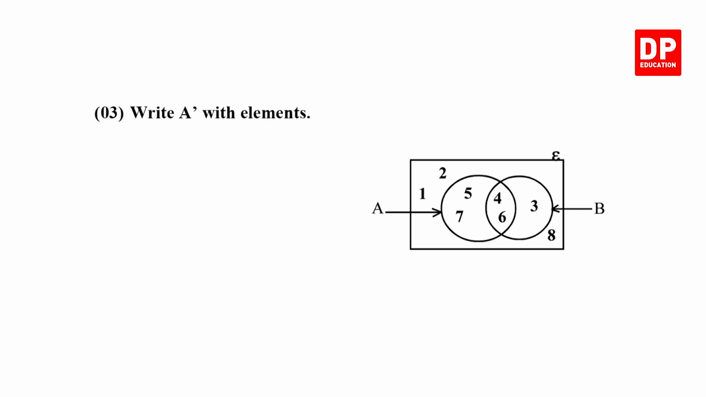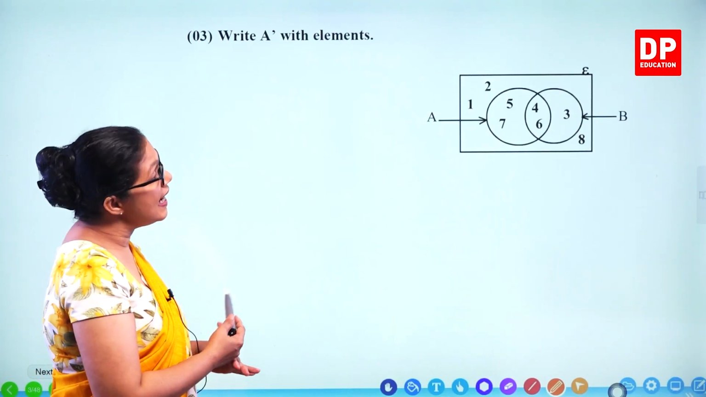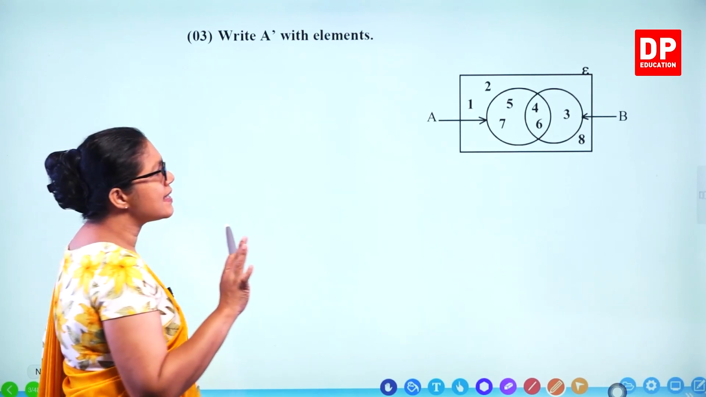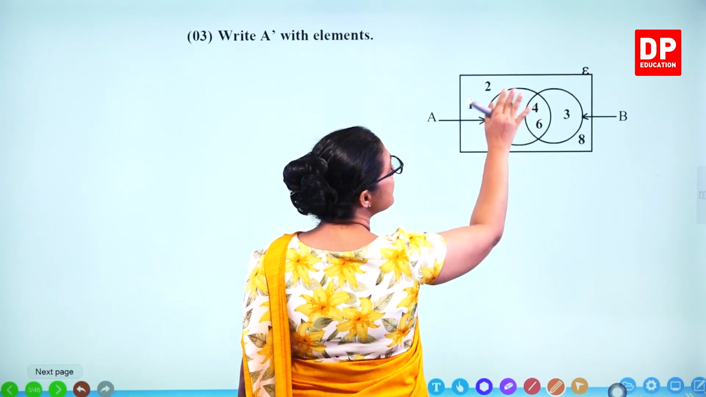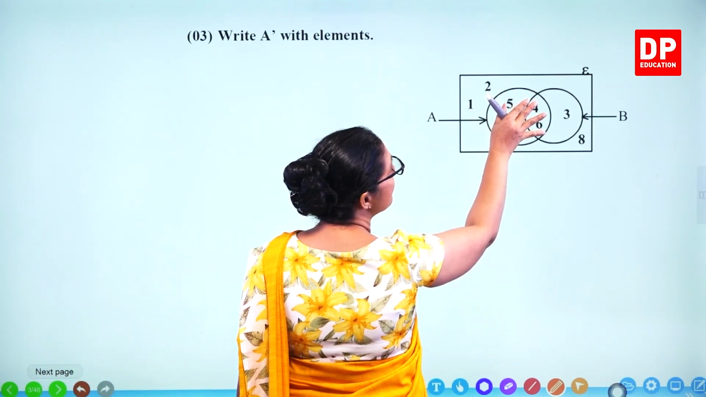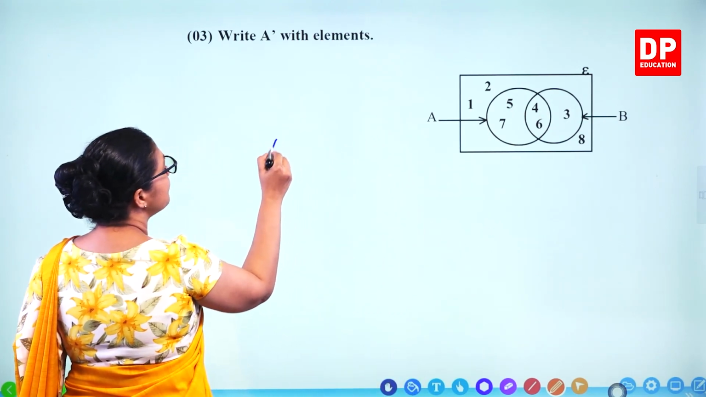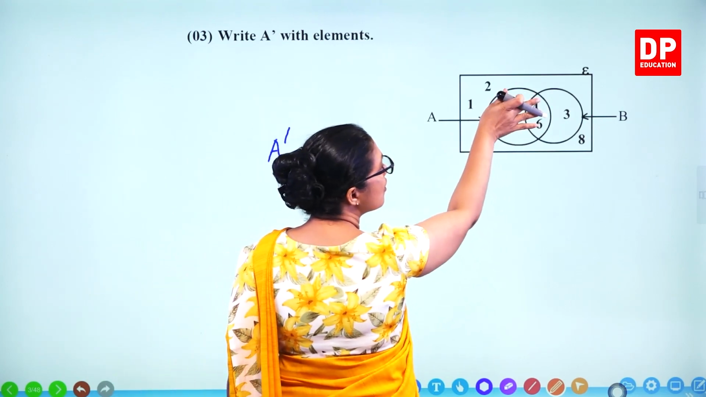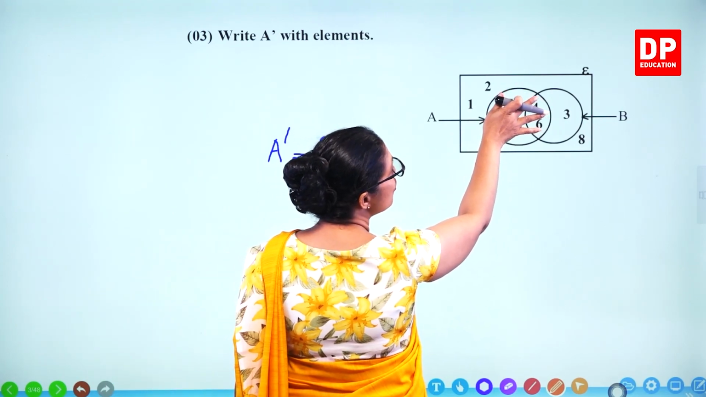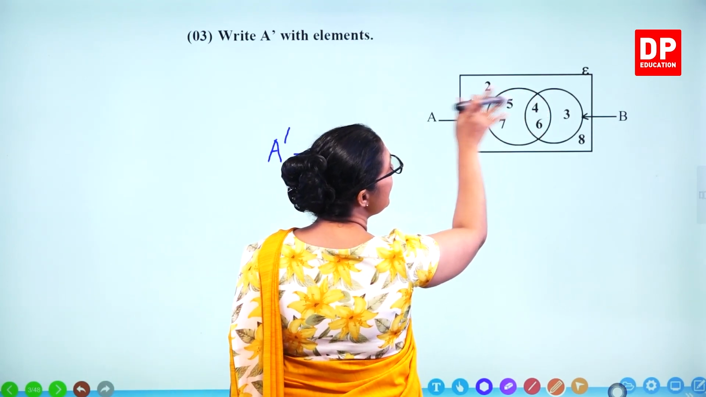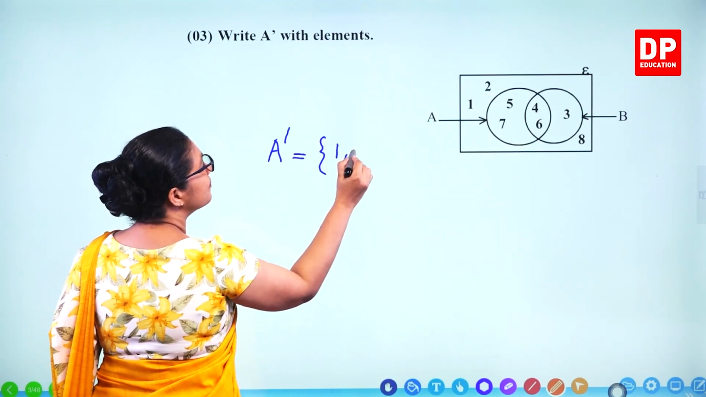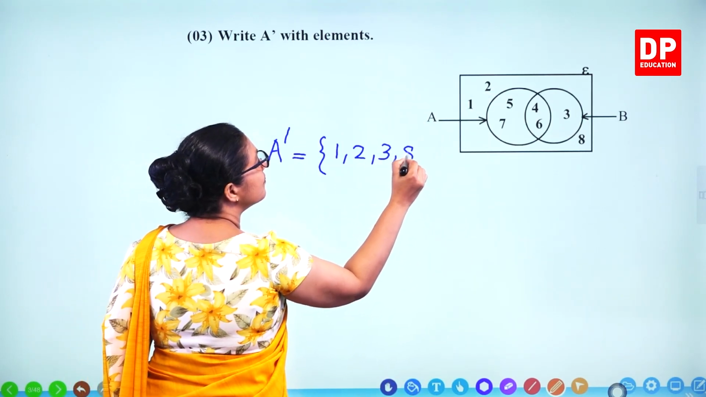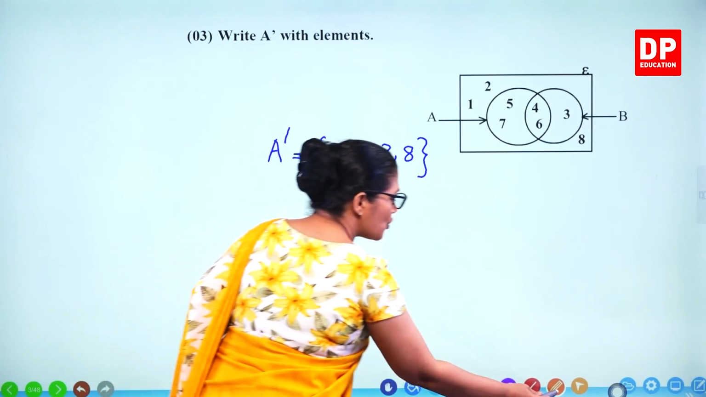Question number 3. Write A dash with elements. A dash means outside the circle A. So this is circle A, and we want outside A. What are the elements? So close the A circle. You get 1, 2, 3, 8. So 2 marks for that.